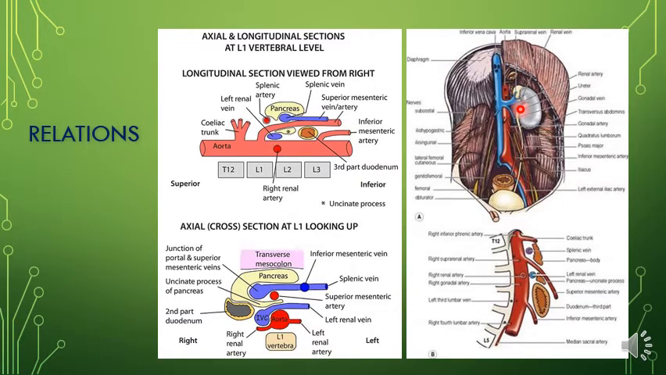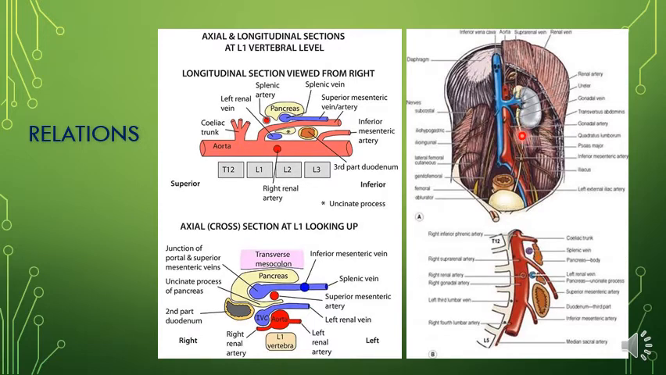Then on the left side, another thing that we'll see is the duodenojejunal flexure, the left sympathetic trunk, and the inferior mesenteric artery with its ascending and descending branches. Here the inferior mesenteric artery and its ascending and descending branches will be seen at this level of the L3 vertebra.